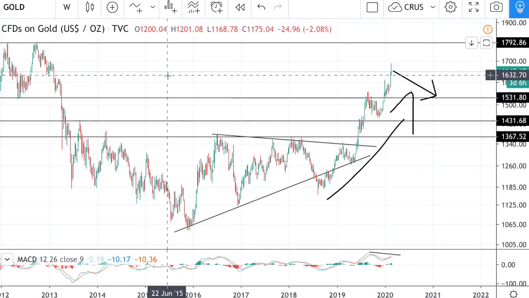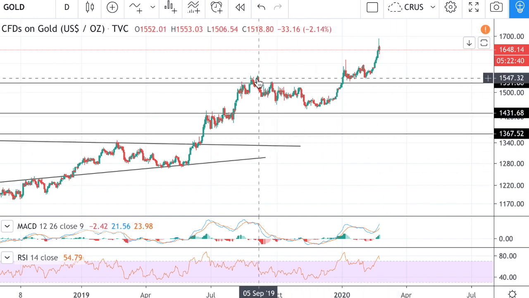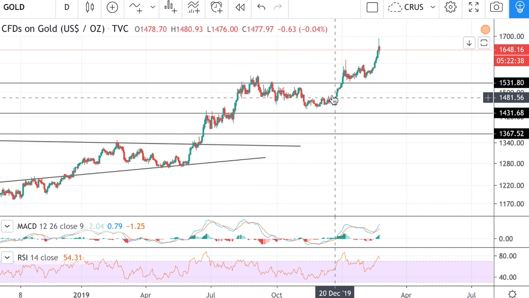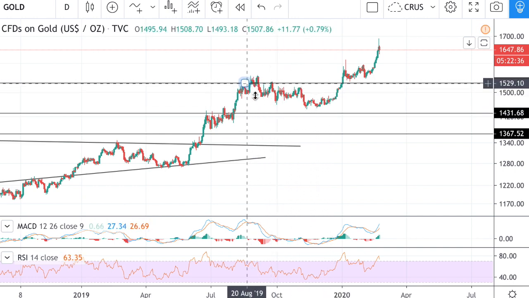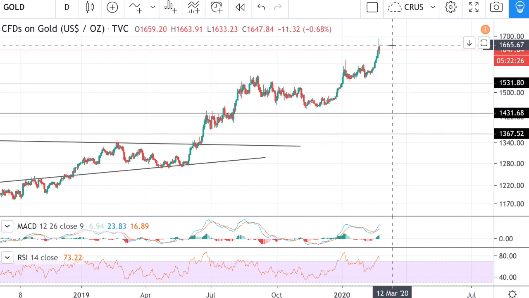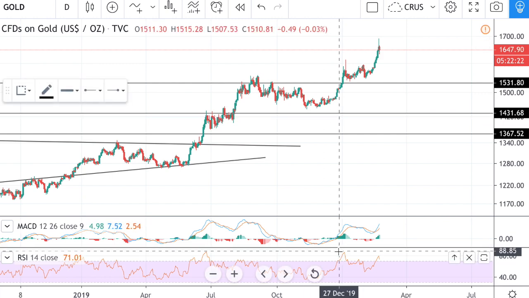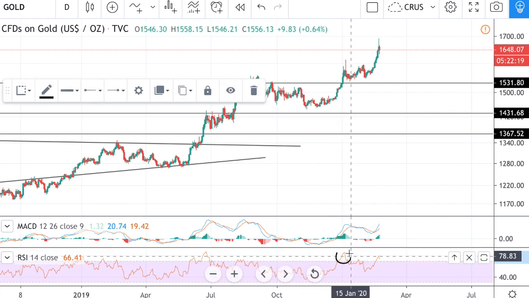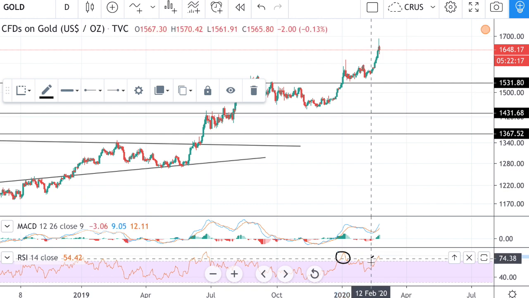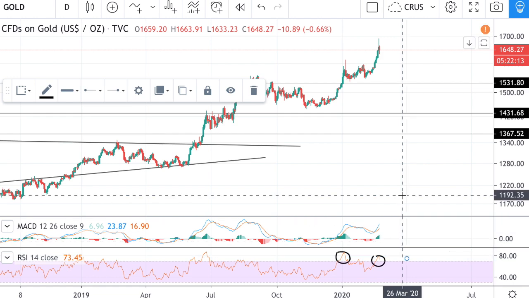Now we're going to quickly check out the daily chart and see what the shorter term technicals look like. So this is the daily chart, and you can see this was the wedge pattern that we had during the consolidation period, and then we broke out of it again. And I put the RSI right here so you can see that we're making overbought readings over and over again. And that's something typical of a bull market.